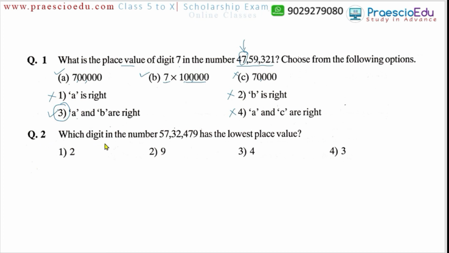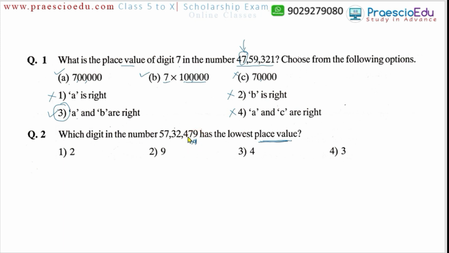Now question number 2: which digit in this number has the lowest place value? Place value is that digit, in that number, multiplied by its position. So what is the position here? The unit place, which means multiplication by 1. So digit multiplied by 1. So here the 9 comes.